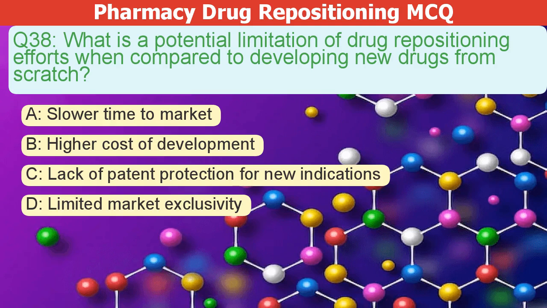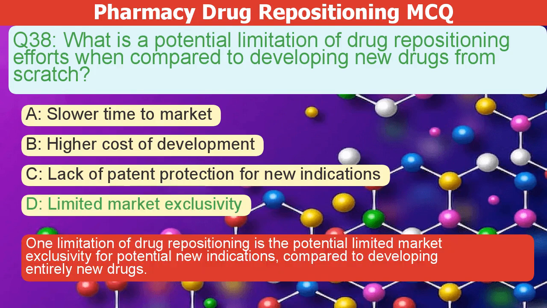What is a potential limitation of drug repositioning efforts compared to developing new drugs from scratch? A. Slower time to market. B. Higher cost of development. C. Lack of patent protection for new indications. D. Limited market exclusivity. The correct answer is D. One limitation of drug repositioning is the potential for limited market exclusivity for new indications, compared to developing entirely new drugs.